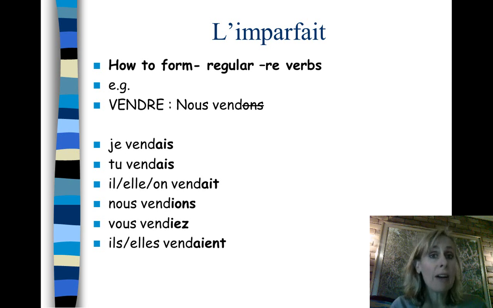Let's look at a regular RE verb like vendre. The regular nous form of the present tense is nous vendons. So we remove the ons and we add the imperfect endings. Je vendais, tu vendais, il/elle vendait, nous vendions, vous vendiez, ils/elles vendaient.